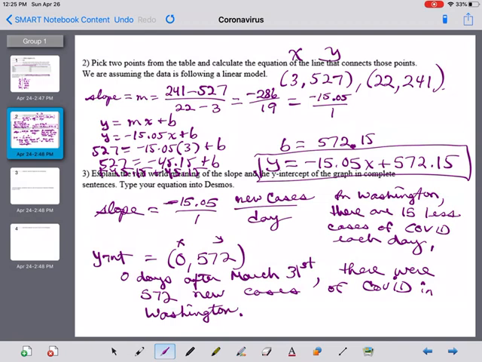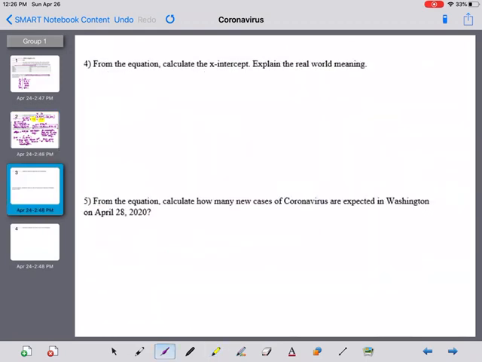Okay. Now I want to go back to the slope for a second. Remember, we calculated the slope as two different numbers. We have the negative 15.05 and the negative 286.19. So you could keep it in the fraction form if you like, and then it would mean every 19 days there are 286 fewer cases of coronavirus. But I kind of like the unit rate version. Every day there's 15 fewer cases. So they're equivalent, but you can just use the unit rate.